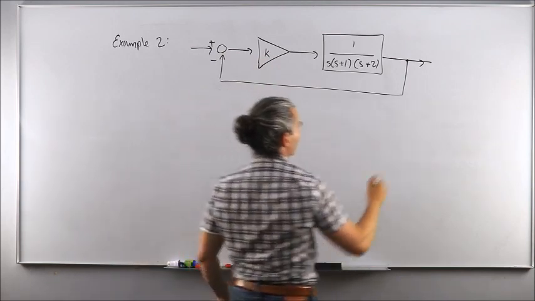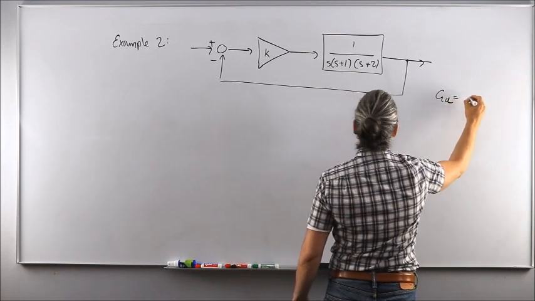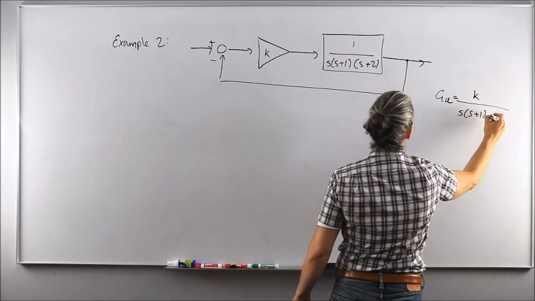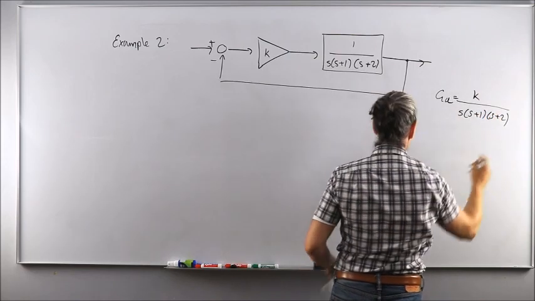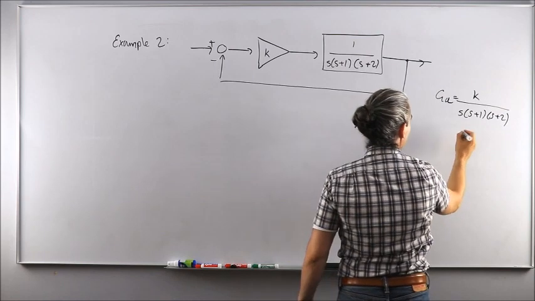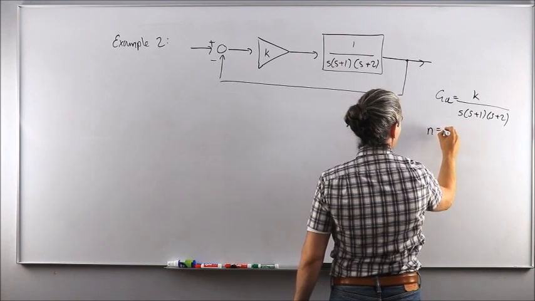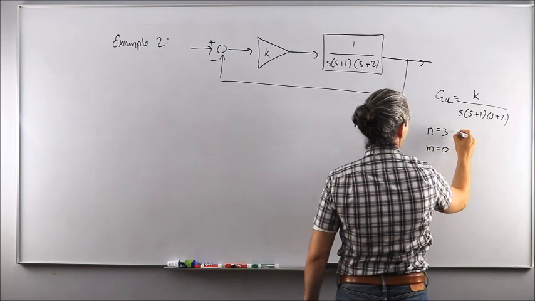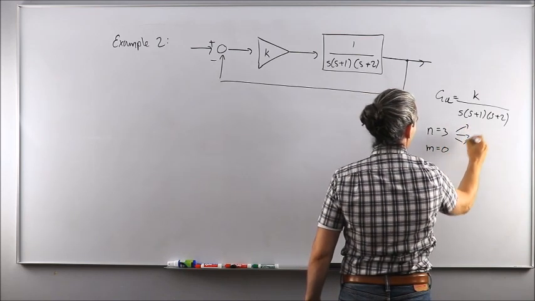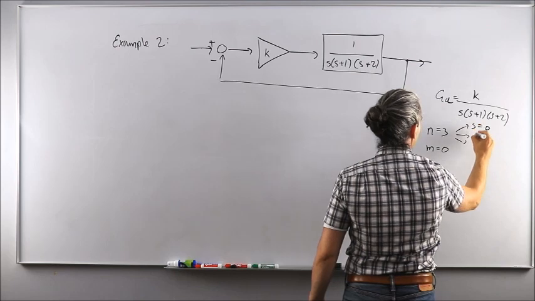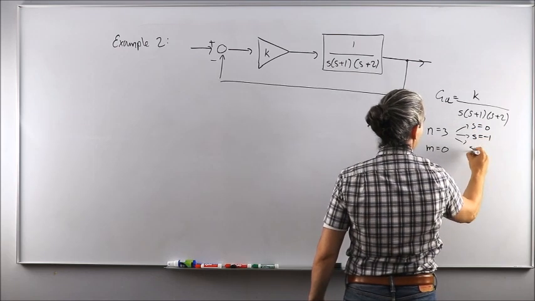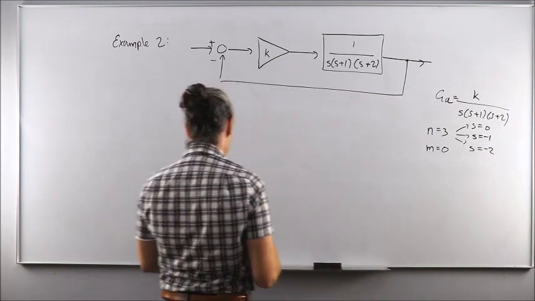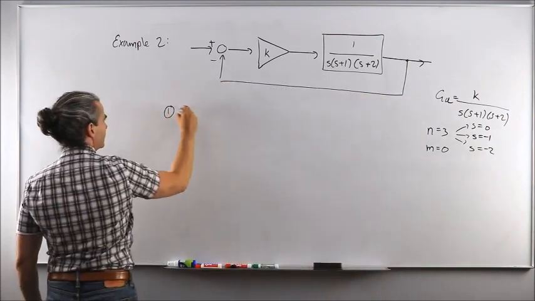So, first things first, G open loop equals K over S times S plus 1 times S plus 2. I have got 3 poles, n equals 3. I've got no zeros, m equals 0. Where are my poles? Well, I've got a pole at s equals 0, a pole at s equals minus 1, and another pole at s equals minus 2. That's what I've got.